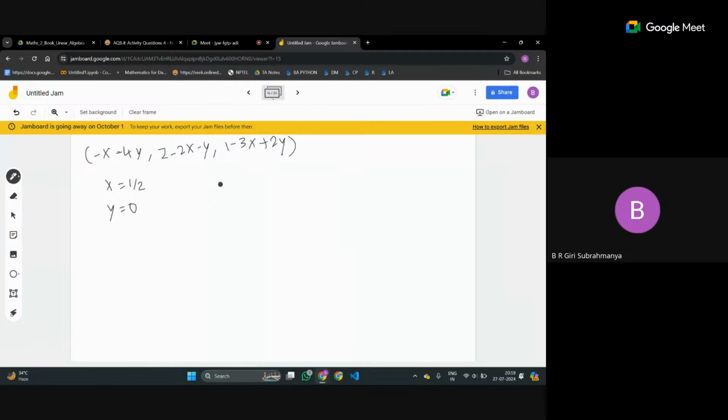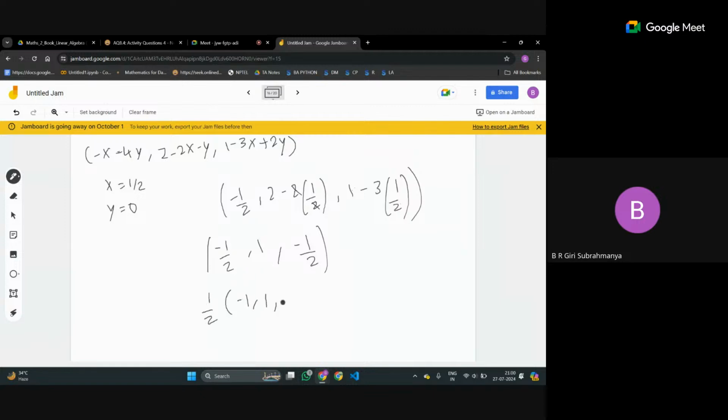Substitute it here. You will get minus 1 by 2. 2 minus 2 times 1 by 2. 1 minus 3 times 1 by 2. So this is going to be minus 1 by 2. 2 minus 1, 2 and 2 cancel, so 1. And 1 minus 3 by 2 is going to be minus 1 by 2. Now I think you can write this as 1 by 2 of minus 1, 1, minus 1.